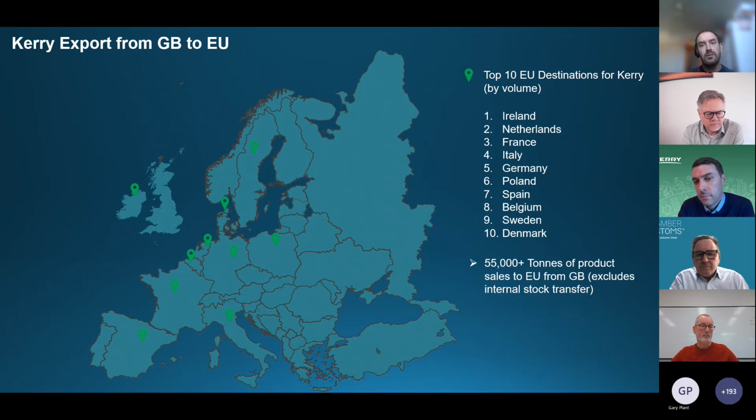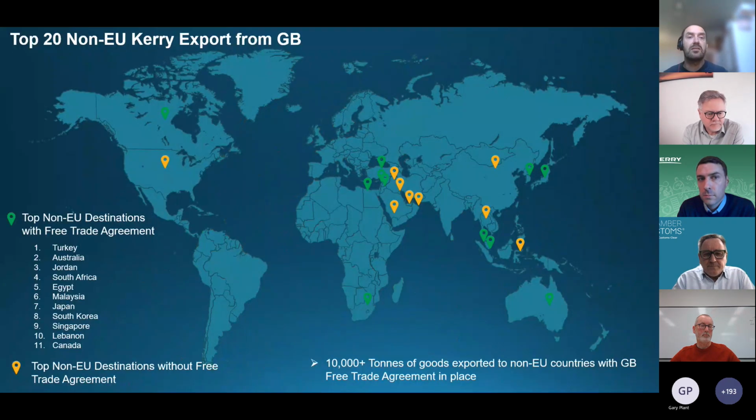And we need to be able to move stock forwards and backwards in big volumes. And you can see some of the figures here, 55,000 plus tons of product. This is just sales from Great Britain into the EU, and actually excludes our stock transfers, which potentially are on an even bigger scale. So there's really no hiding place in that sense from the cooperation agreement and free trade agreements internationally.